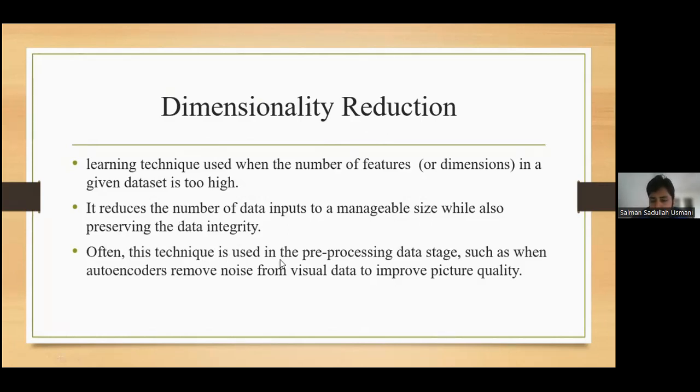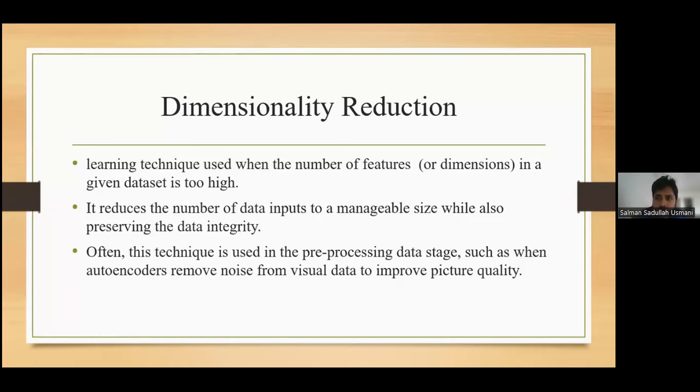Often this technique is used in the pre-processing data stage, such as when autoencoders remove noise from the visual data to improve picture quality. Okay, so whenever we do recording, or movie shooting, they remove the noise from the background. So this is also a pre-processing or dimensional reduction example.